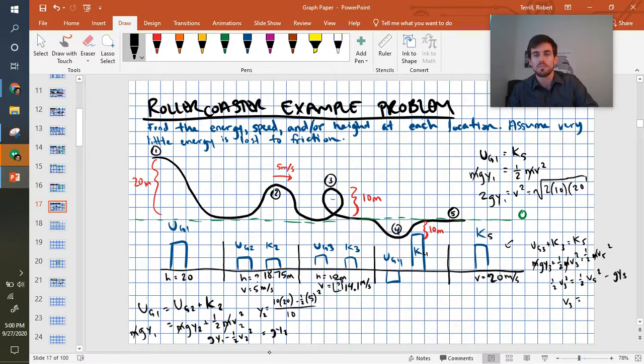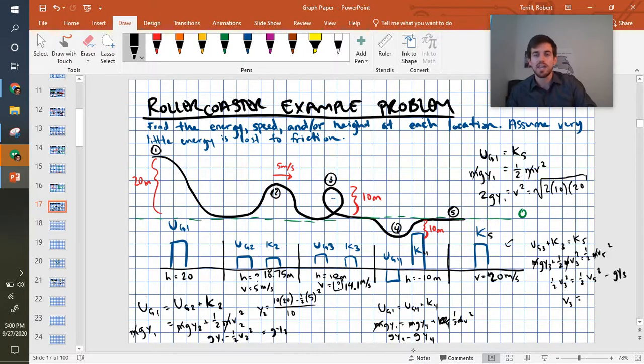All right, let's do this one here. Now we've gone down 10, so I know my height is actually negative 10 meters. So I'm going to use this moment here. UG1 equals UG4 plus K4. That's mgy1 equals mgy4 plus K4. Oh, sorry, plus 1/2 mv squared. And so that works out to be masses cancel. I can subtract gy4 from both sides. And then that's going to be equal to 1/2 v squared.